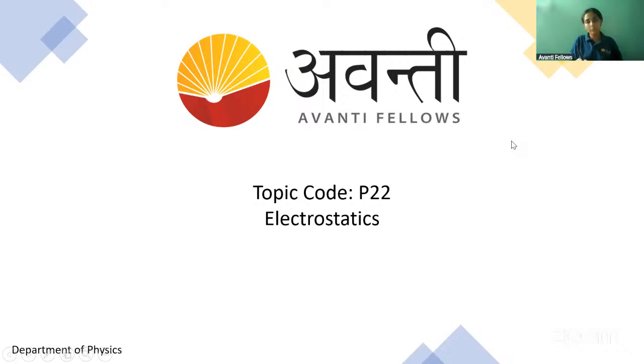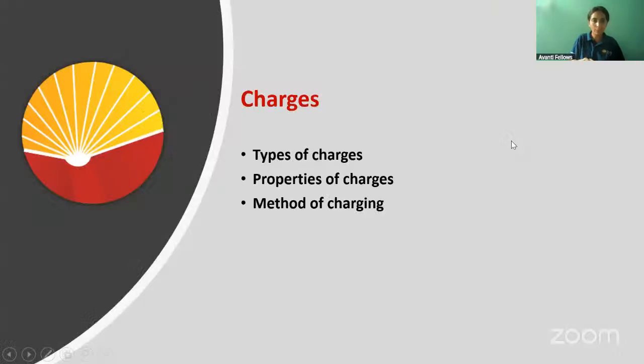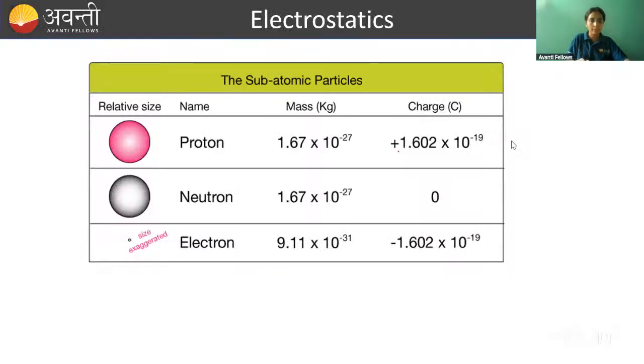So from today we are going to start electrostatics. Done hai? So let's start the thing. What we are going to study, सबसे पहले हम लोग पढ़ेंगे we will be reading types of charges, ठीक है, and then we will read properties of charges and then we will read method of charging, ठीक है. So these are the very basic things that we can learn in electrostatics. So let's start with a very basic one, ठीक है.